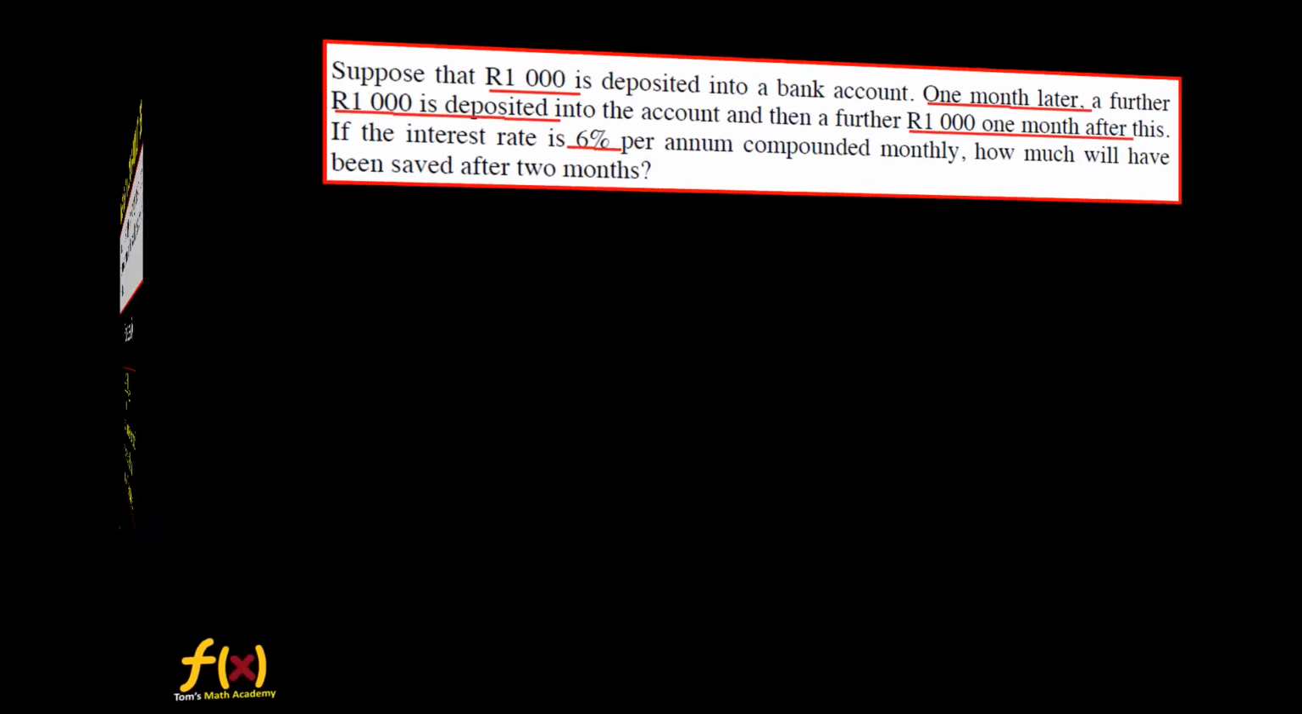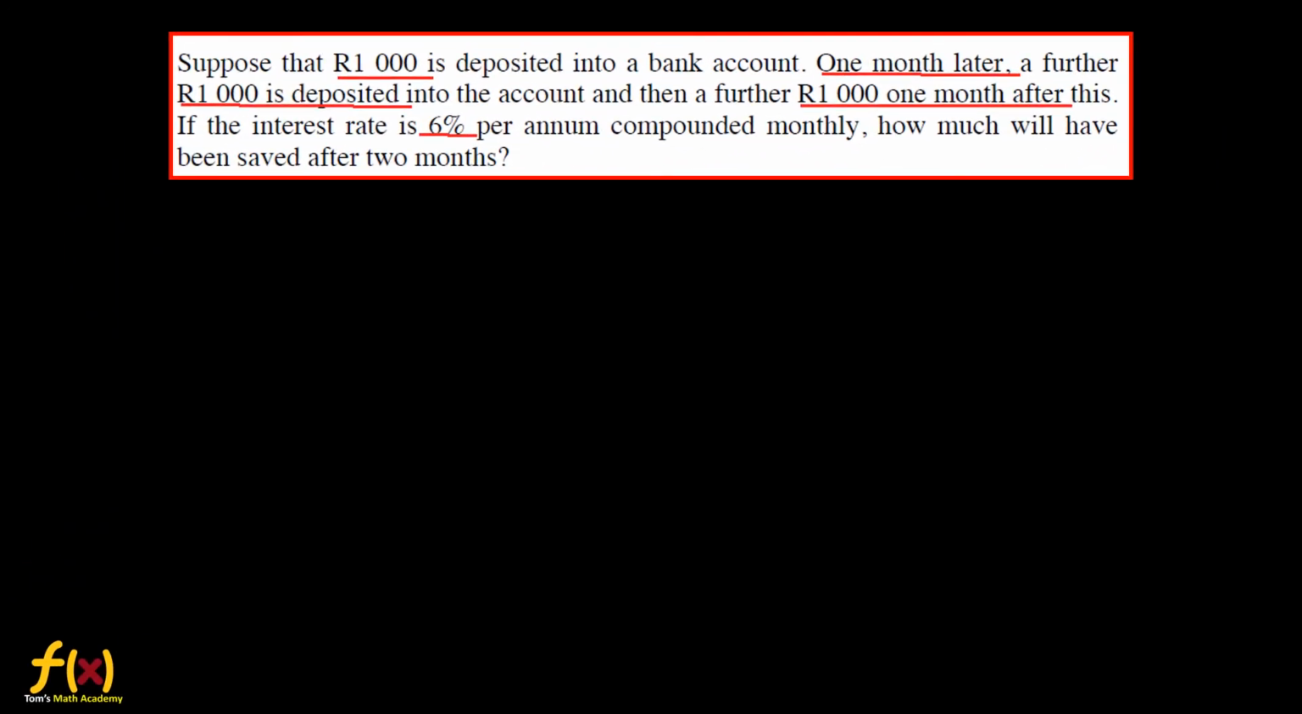Suppose that 1,000 is deposited into a bank account. 1 month later, a further 1,000 is also deposited. Again, another 1,000 after 1 month. So we have 3 payments. The interest rate is 6% per annum, compounded monthly. How much will have been saved after 2 months?